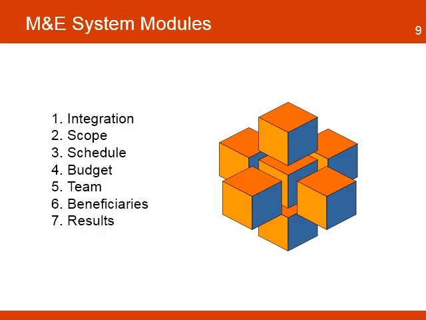When planning for the MIS, the project manager will need to identify and decide what are the most important components the MIS should have. In general, a good MIS should have at least 7 components, and they all need to speak with each other. These are the modules of integration, scope, schedule, budget, team, beneficiaries, and results.